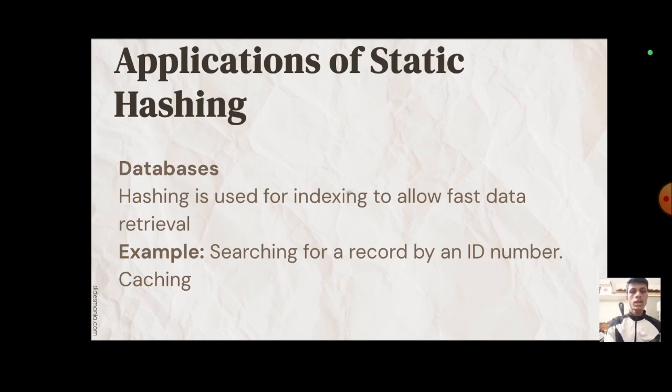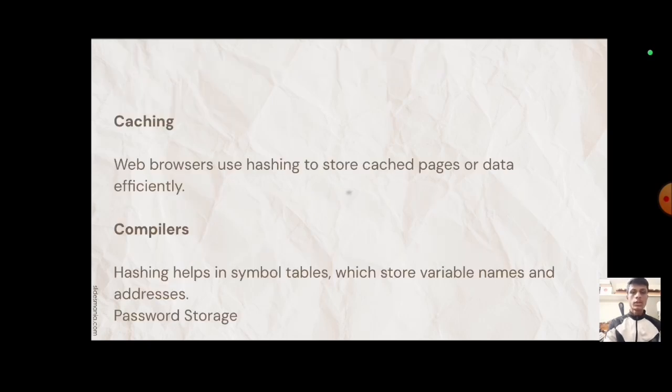Next one is caching. Caching is like the quick memory which is stored for effective users. Web browsers use hashing to store cached pages or data effectively. In compilers also we use static hashing. Hashing helps in symbol tables, which store variable names and addresses.